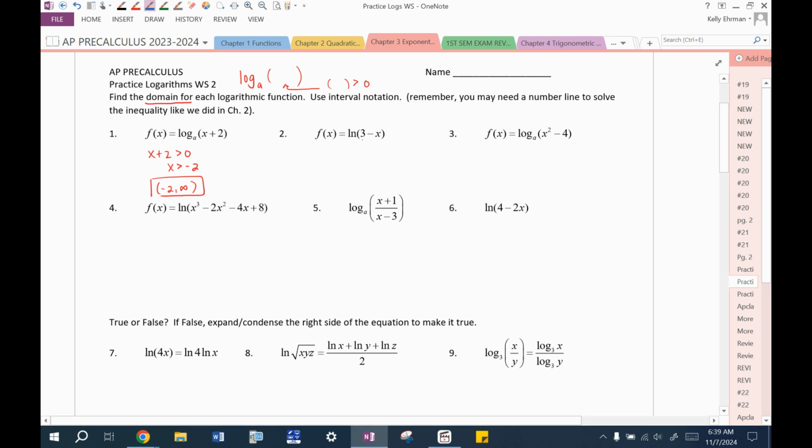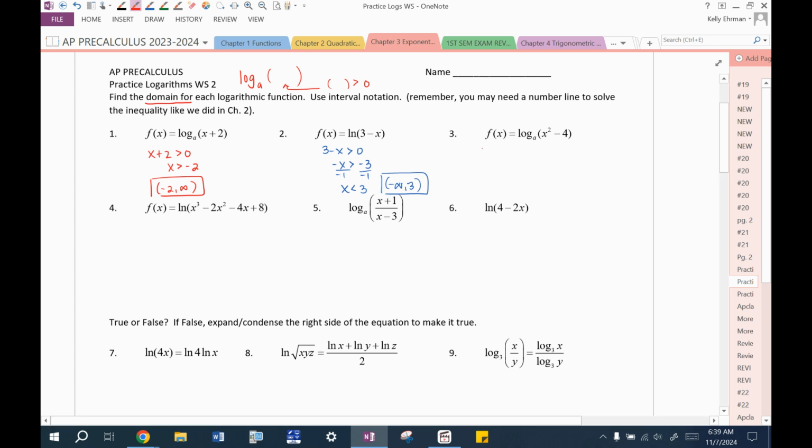For number 2, 3 minus x greater than 0. So negative x greater than negative 3. Divide by a negative. So remember, you've got to flip the symbol around. x is less than positive 3. Sorry, interval notation. So interval notation is negative infinity to positive 3.